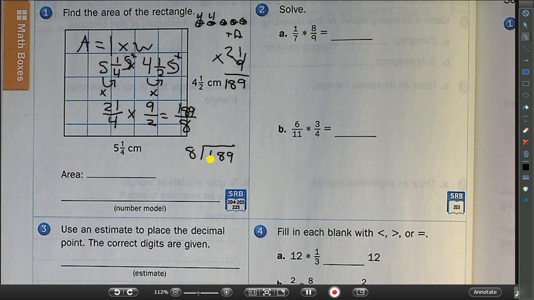All right, 8 cannot go into 1. It can go into 18. 8, 16, 24 would be too much, so it can only go into 18 twice. 8 times 2 is 16.